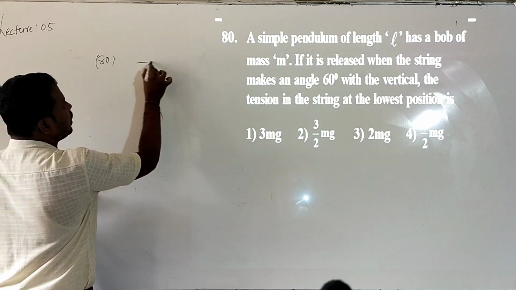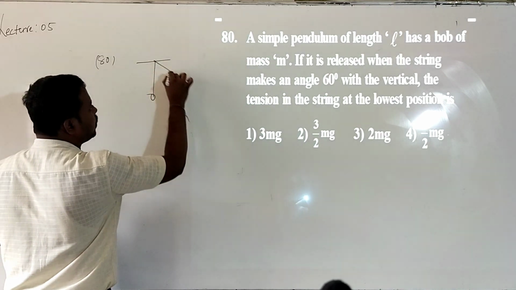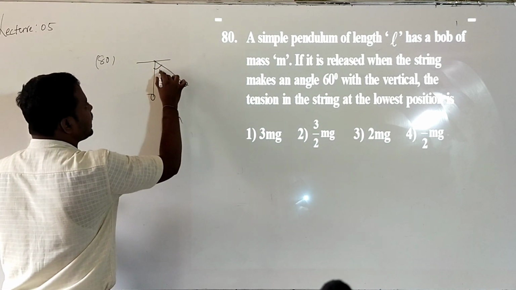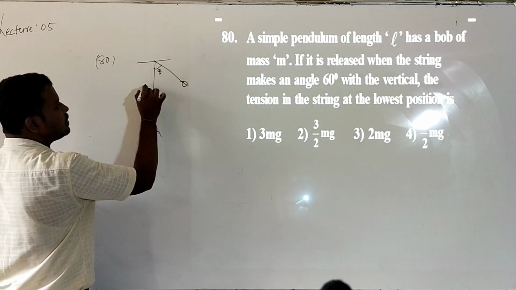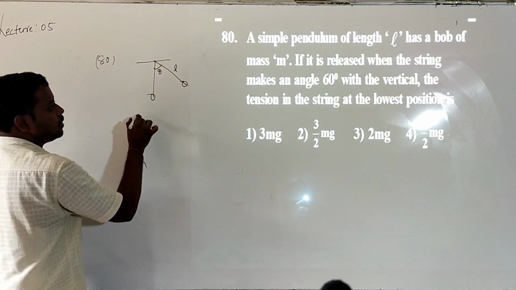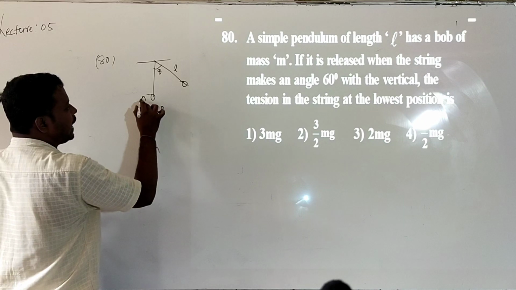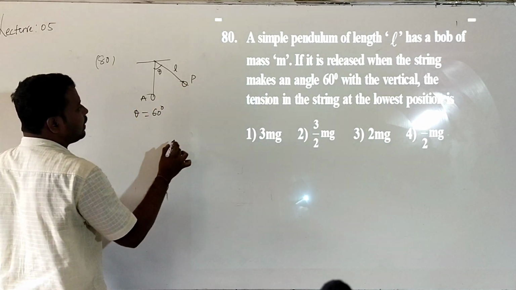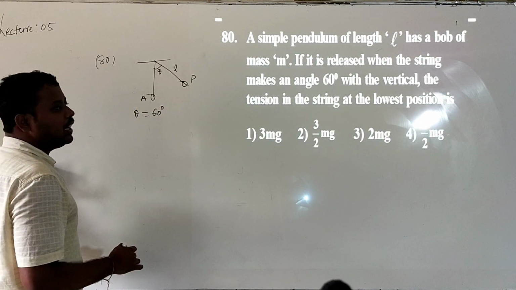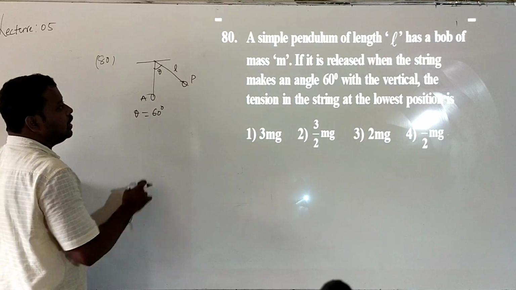They have given a simple pendulum. The bob is pulled to one side and the string is making an angle theta. The length of the string is given as L, and theta is given as 60 degrees. This is the lowest position, and this is, let me call it, P. What are they asking us to calculate? The tension in the string at the lowest point.